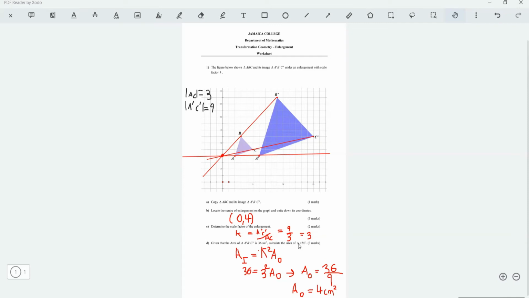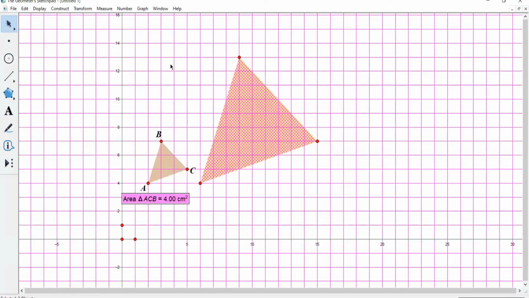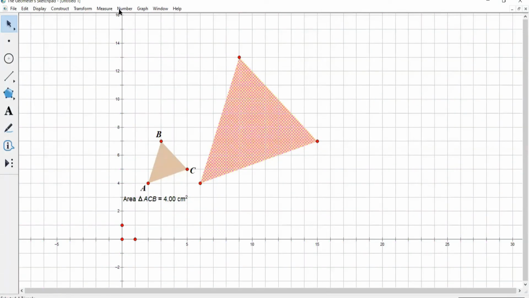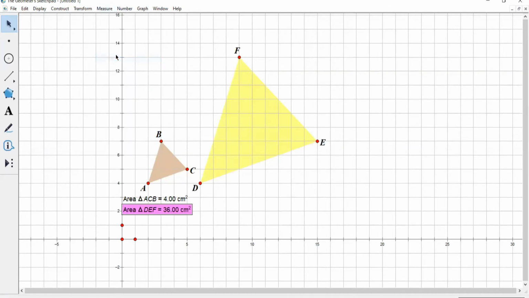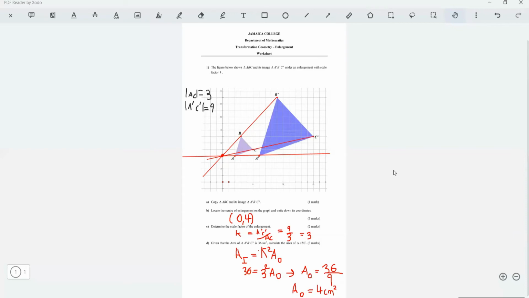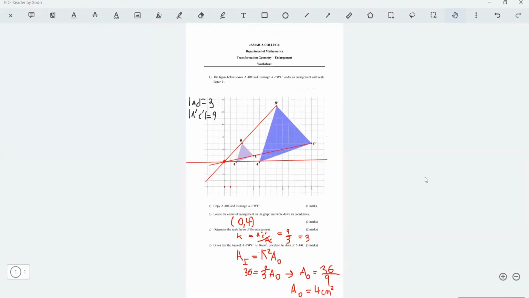That's what we got. And we can actually verify that the area of the image was indeed 36. This is what they give you. If you click on it and measure it, see there, this is exactly 36, true. So yes, guys, those are all the things you need to remember about enlargement. Literally, there's nothing more in enlargement. It's that easy.